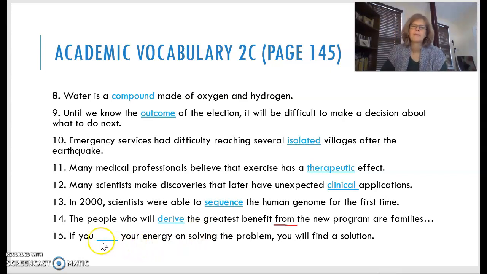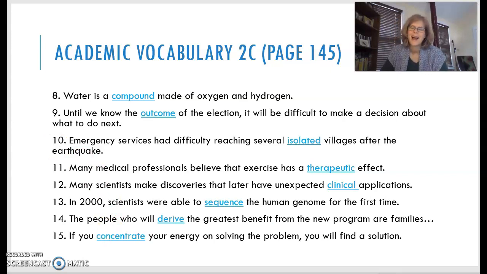The last one, if you blank your energy. Okay, I know I need a verb here. If you spend your energy on solving the problem, right? What's a good verb from this list that means to spend your energy? I said concentrate. If you concentrate your energy on solving the problem, you will find a solution. Really here, concentrate means to focus your energy, right? To put all of your energy into one area.